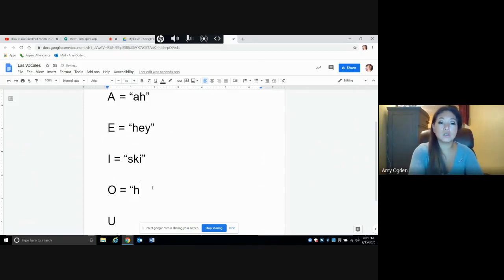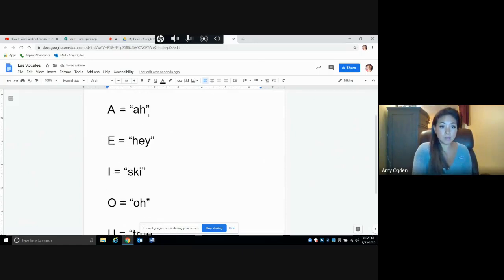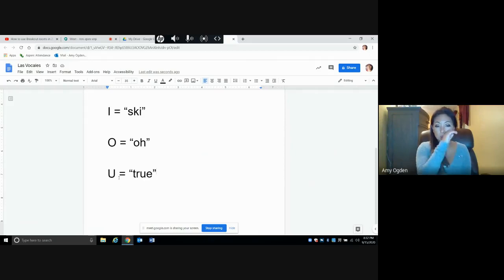O is easy. O is just O, so that doesn't change. The easiest vowel to remember. And then U always makes a long oo sound. It's never like truck and duck. It's always going to be oo, as in true. So I hope this clarifies the vocales for you. We have a, e, i, o, and u.